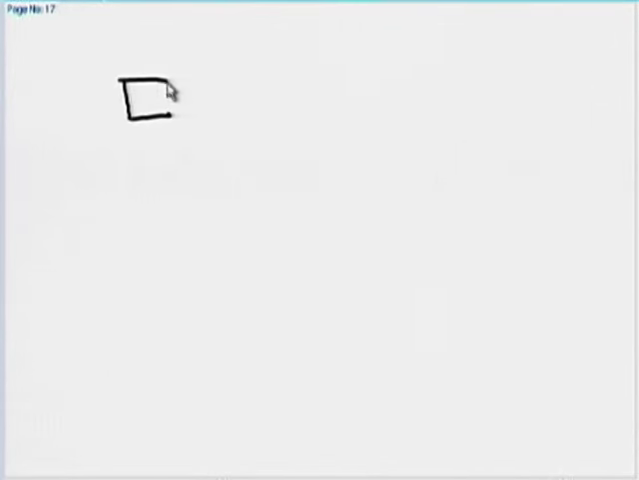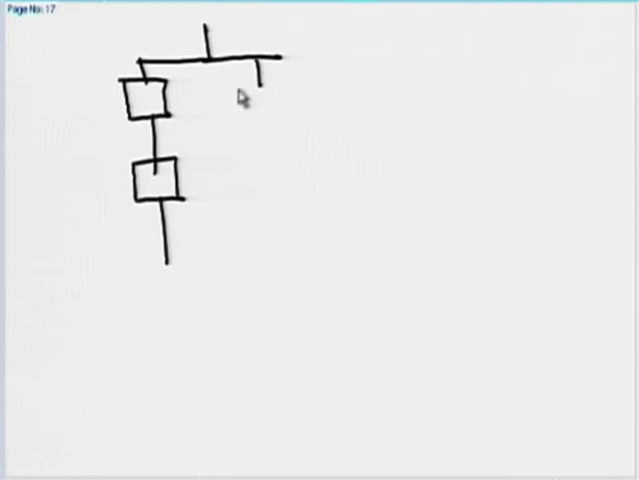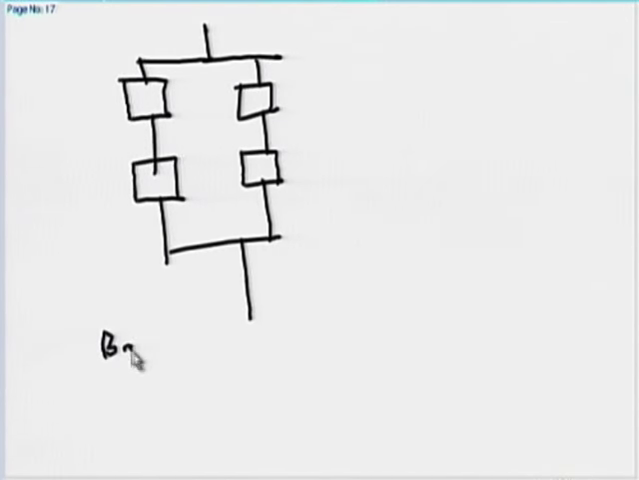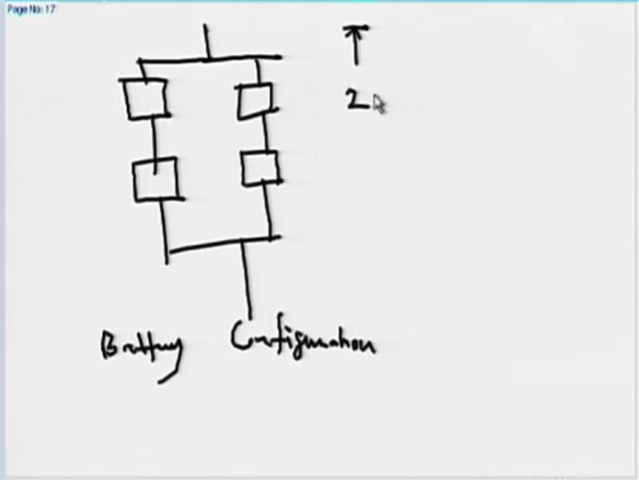So what is the configuration? You are going to use two batteries in series, and in total you have to have four batteries, which means you have to have two such strings in parallel. So this is your battery configuration. The total output you will get is 24 volt.